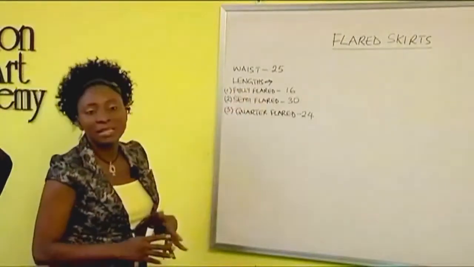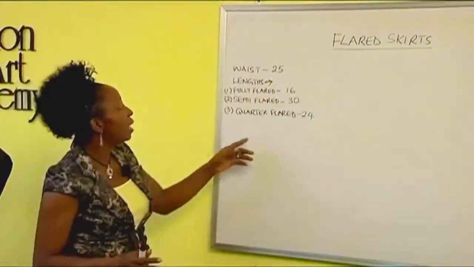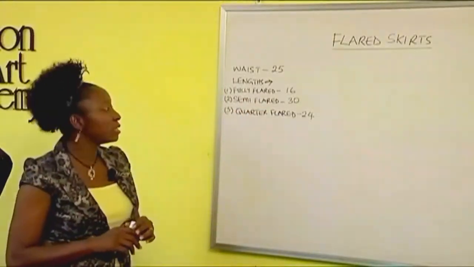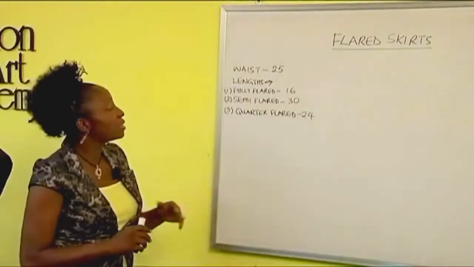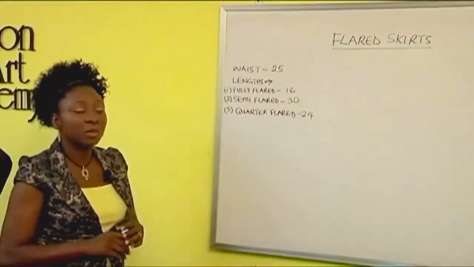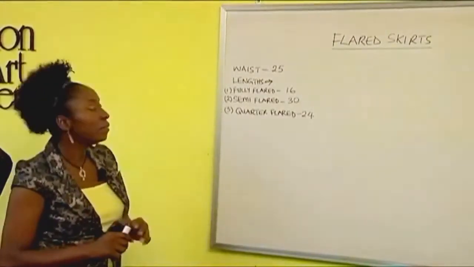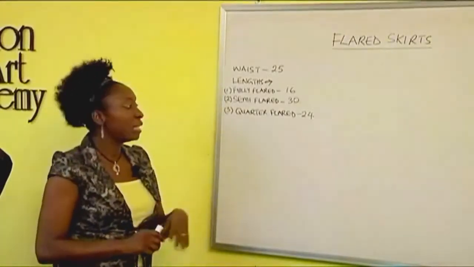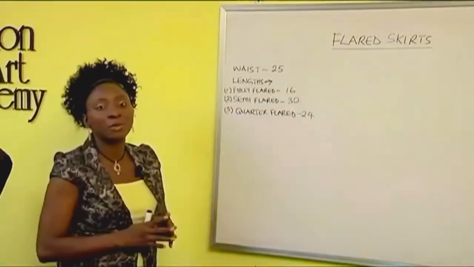Now we have three different lengths here to practice with. We have our fully flared length here. We're going to use a mini length, which is 16 inches. Then we have the semi-flared length. That's going to be quite long. We're going to use 30 inches for that. Then we also have the quarter flared that we're going to use as 24 inches. Now we have these varied lengths so that you can play around with it.